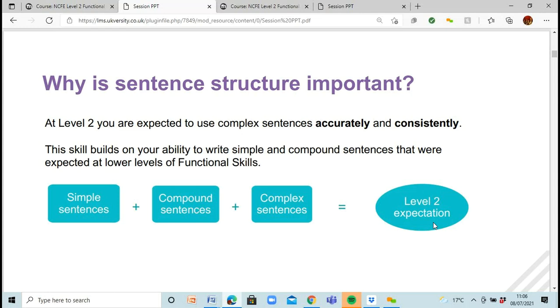So a simple sentence is, I am busy. A compound sentence could be, I am busy because I have a lot of work to do. And a complex sentence would be, Afsha was very busy today because she had to teach 3 lessons and she had to mark 4 pieces of work. So it's giving more information.